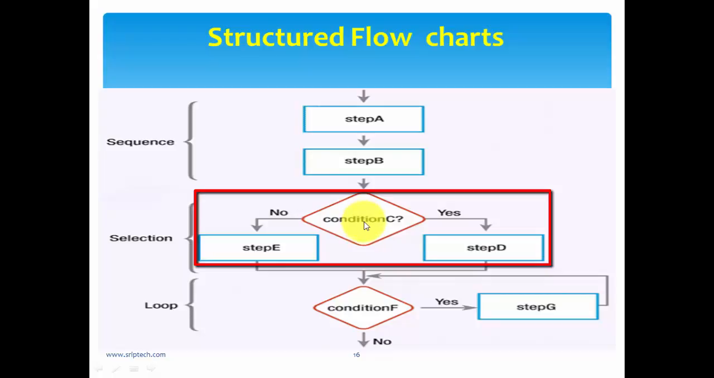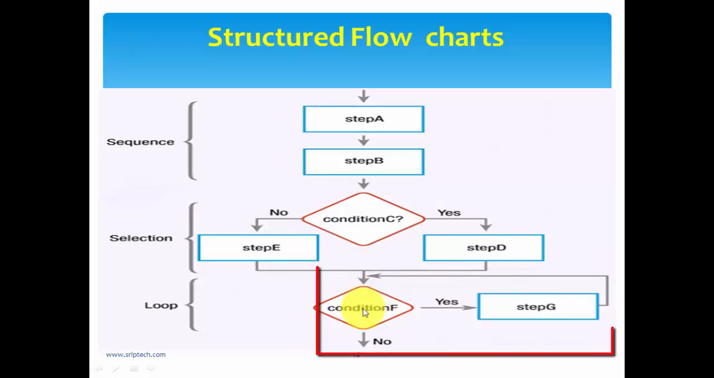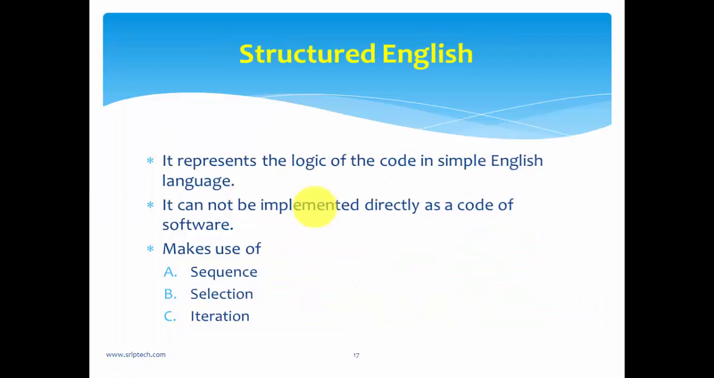Depending upon the outcome of that particular condition, it is going to either step D or step E. Now after going to step D or step E, it comes to a loop where it is going to check for a condition, and the statements are getting executed as long as the condition is true. So you have a combination of sequence, selection, and iteration all put together in the form of a flowchart. So we can call this a structured flowchart. This also is a simple solid representation of your design notation.